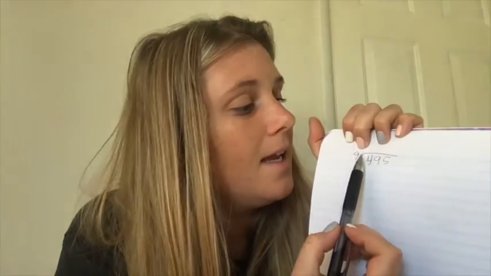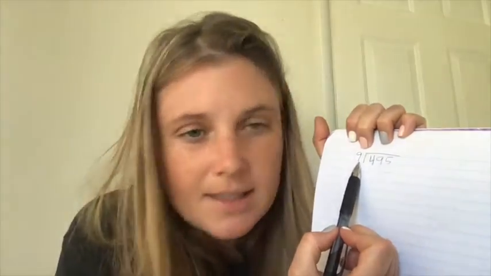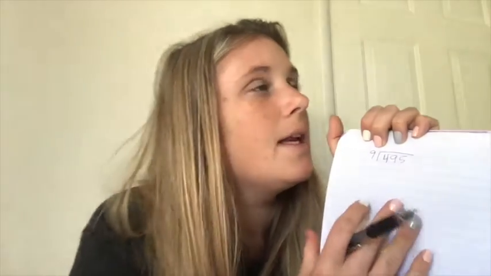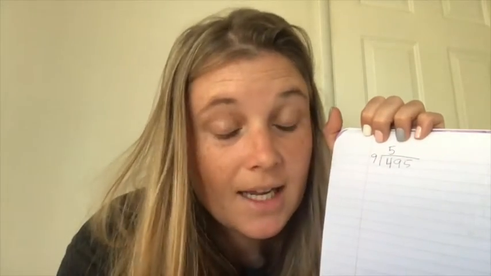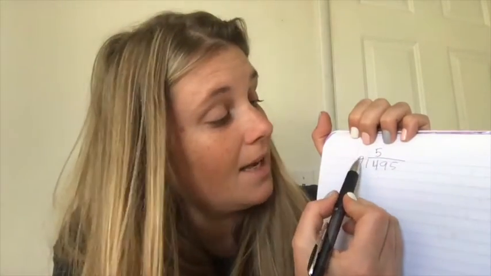Well, does 9 times anything equal 49? Or does 49 divided by 9 make equal groups? No. So we've got to find something close. Well, I know that 9 times 5 is 45. So let's say 5. What's our second step? Multiply. 5 times 9 is 45.